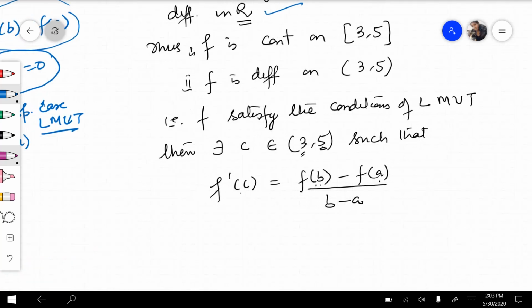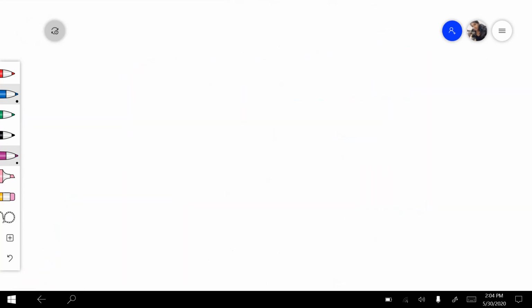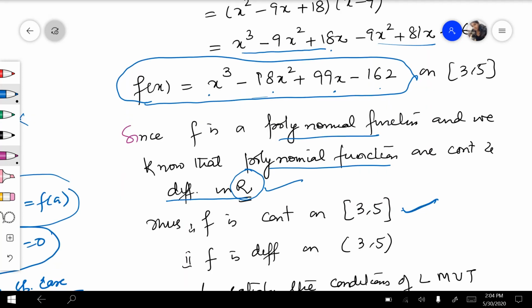उस पर मैं ये कंसेप्ट अप्लाई कर रहा हूँ कि f अगर पॉलिनोमियल फंक्शन है, और पॉलिनोमियल फंक्शंस जो होते हैं वो पूरे रियल नंबर्स पर कंटिन्यूस और डिफरेंशिएबल होते हैं, तो इस वजह से ये पॉलिनोमियल फंक्शन कंटिन्यूस भी है, डिफरेंशिएबल भी है। अगर ये पूरे रियल नंबर पर कंटिन्यूस है तो उसके सबसेट पर भी कंटिन्यूस और डिफरेंशिएबल होगा। That means it is continuous on closed interval [3, 5], it is differentiable on open interval (3, 5).